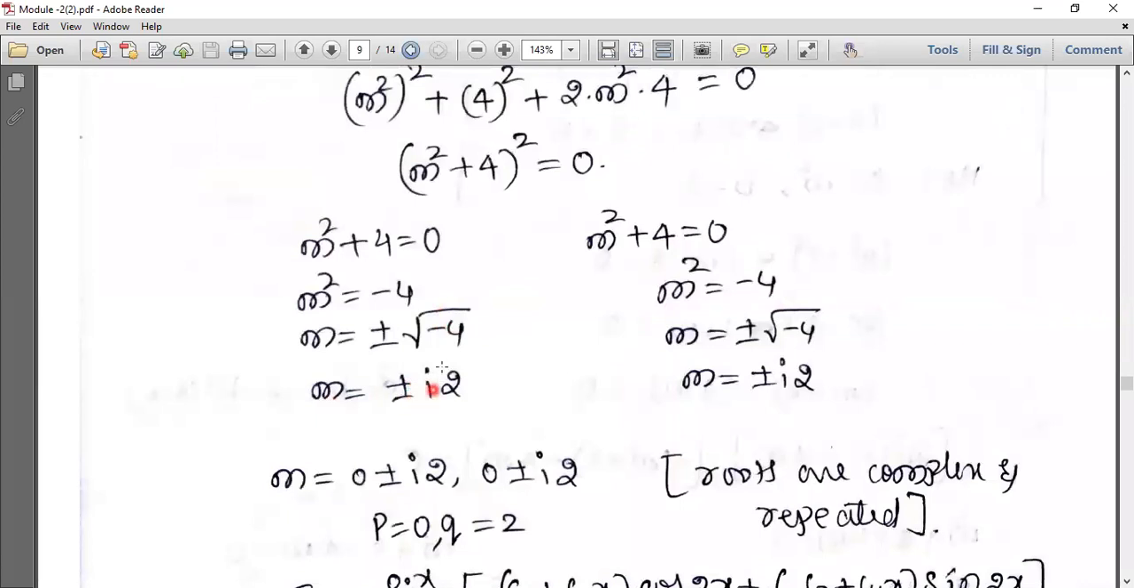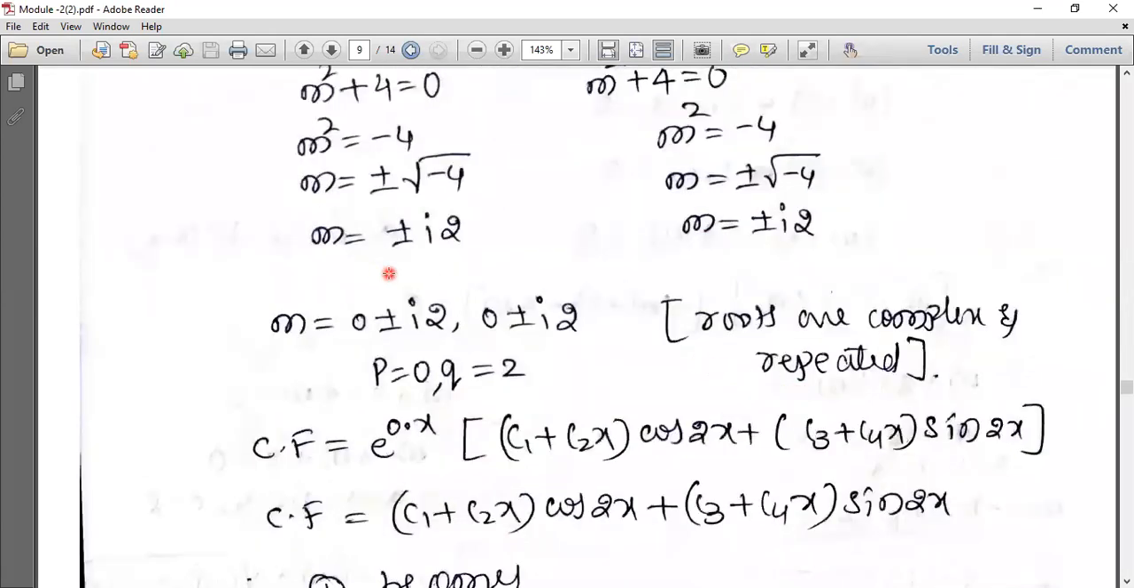So m equal to plus or minus square root of -1, which is i, and square root of 4 is 2. So m square is -4, m equal to plus or minus square root of -4, m equal to plus or minus 2i. So here you can see what I can write. Nothing is there, in the sense 0 will be there here, here also 0 will be there. 0 plus or minus 2i, 0 plus or minus 2i.